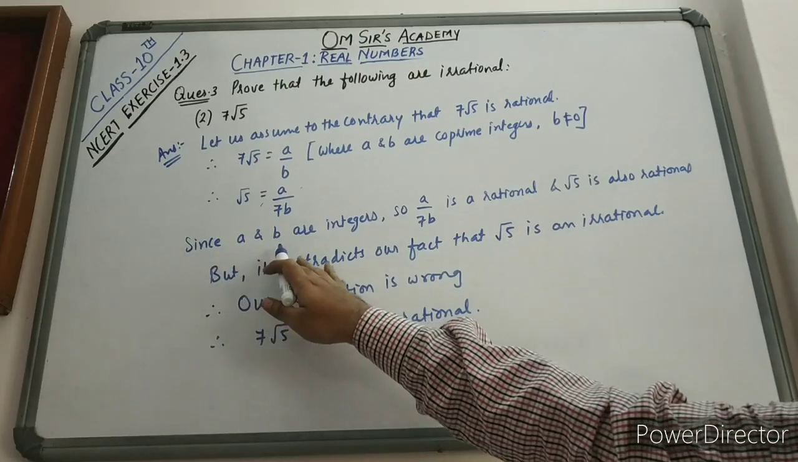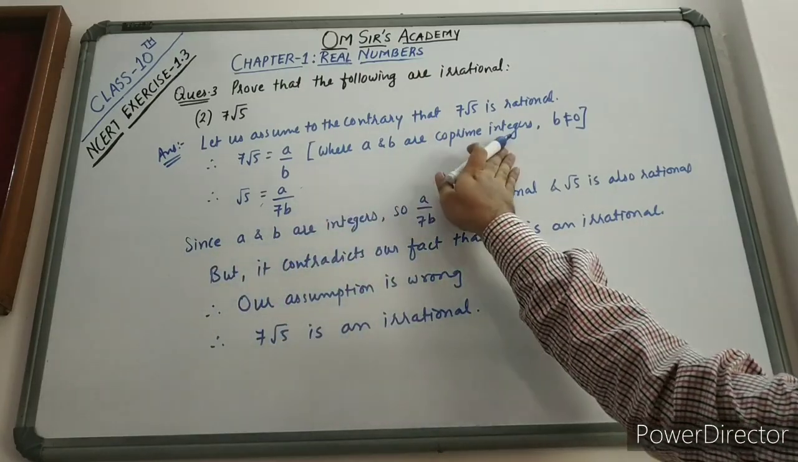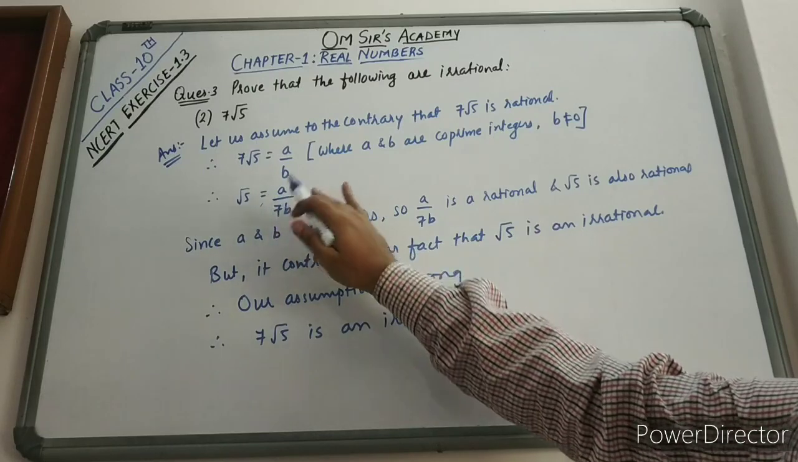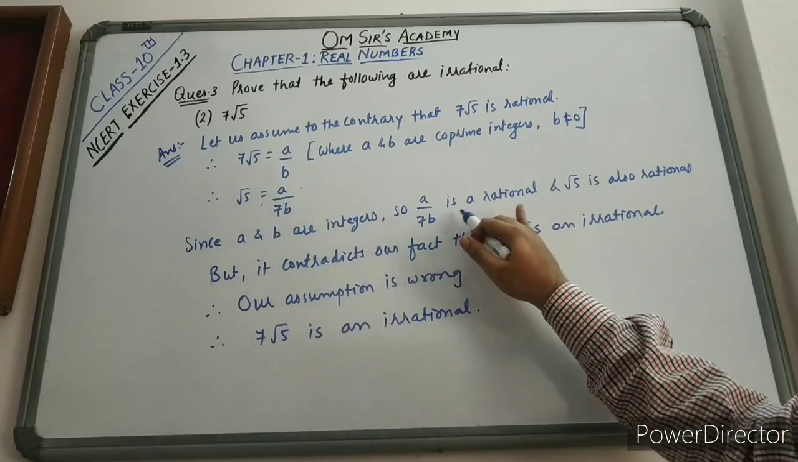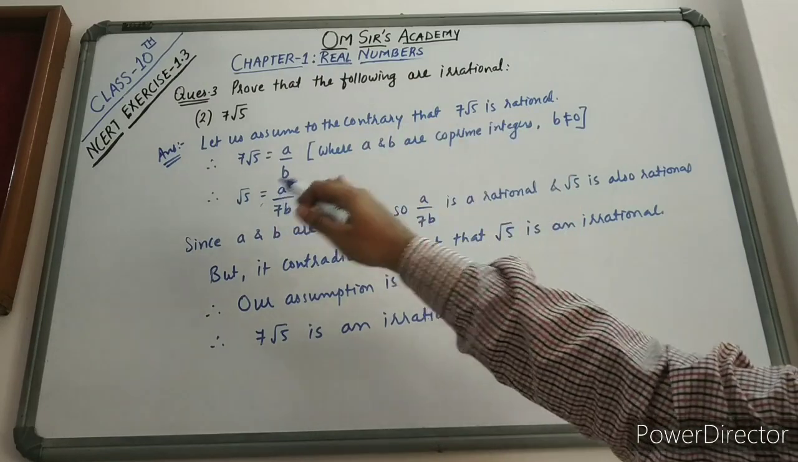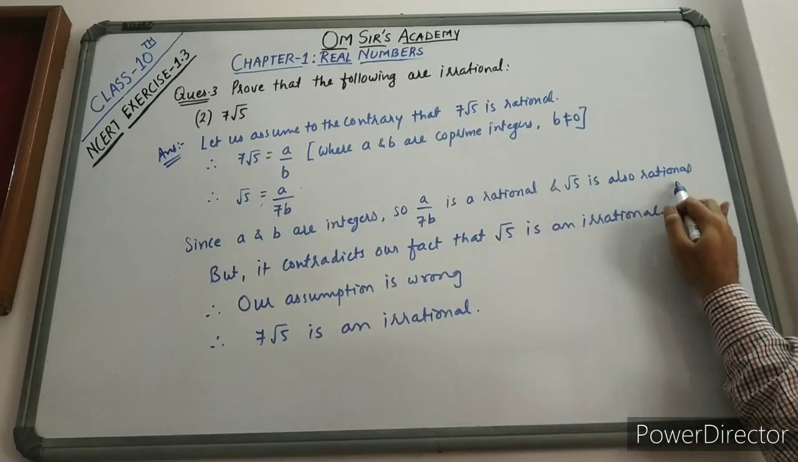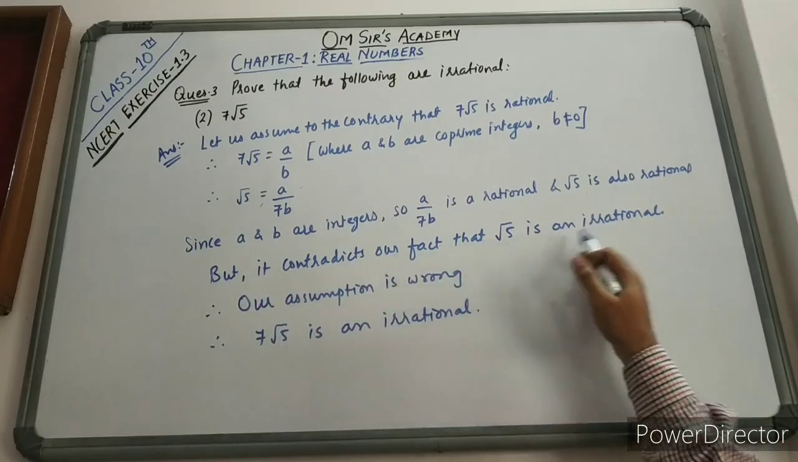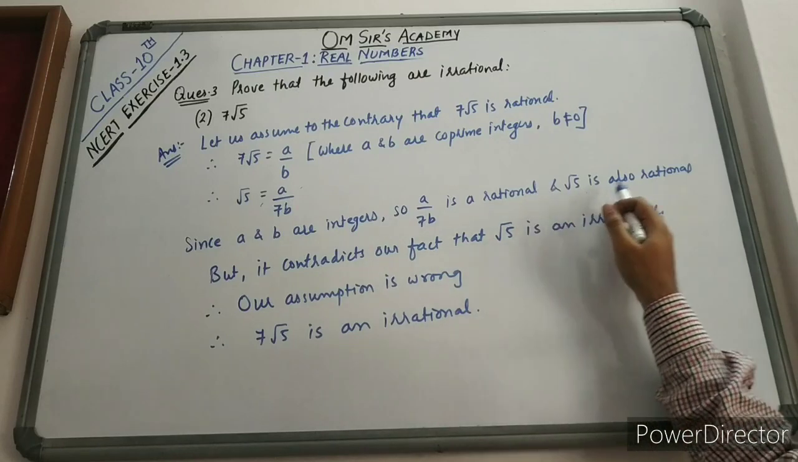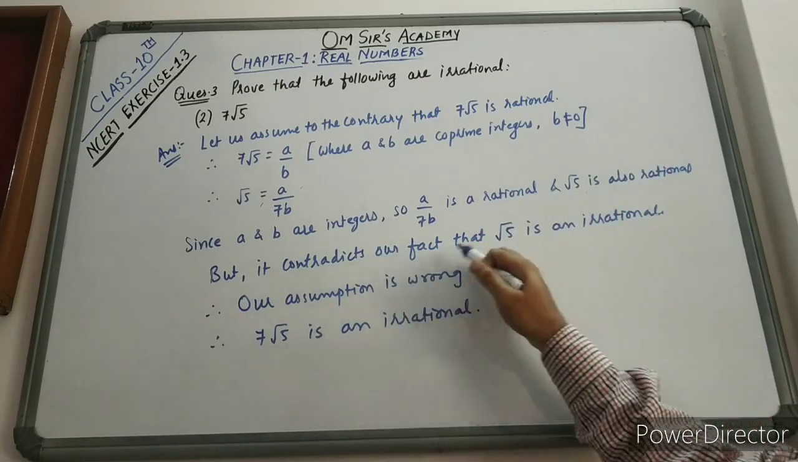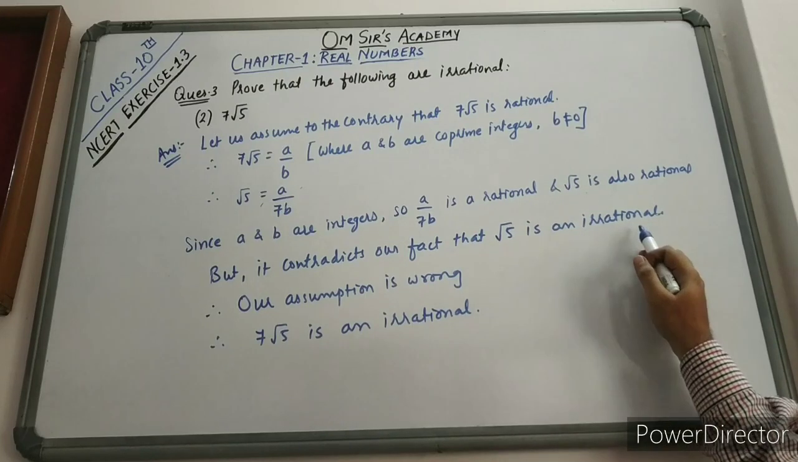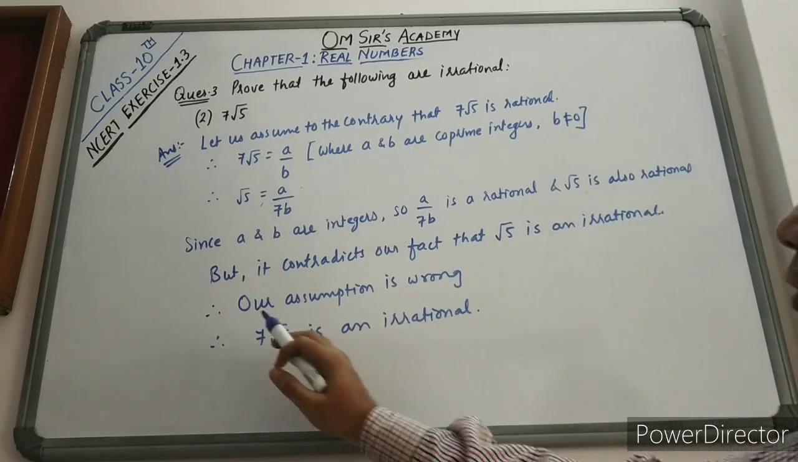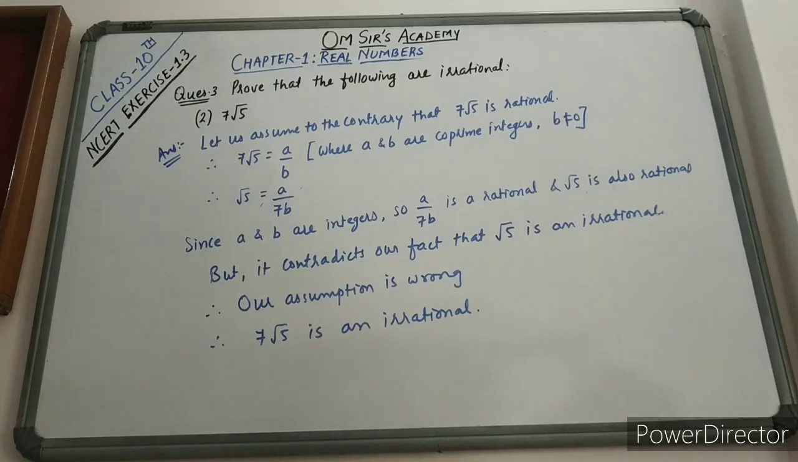So here since A and B were integers, this whole term will remain rational. So A upon 7B is a rational, and the right side was root 5, that will also be a rational as per the equation. But this contradicts our fact that root 5 is an irrational. This root 5 being rational contradicts our fact that root 5 is an irrational number. Okay, so our assumption is wrong and therefore we conclude that 7 root 5 is an irrational number.